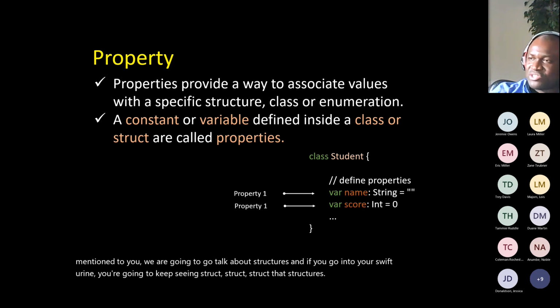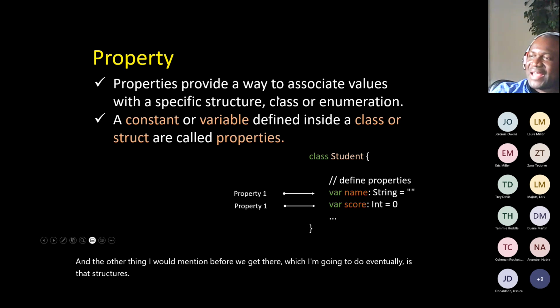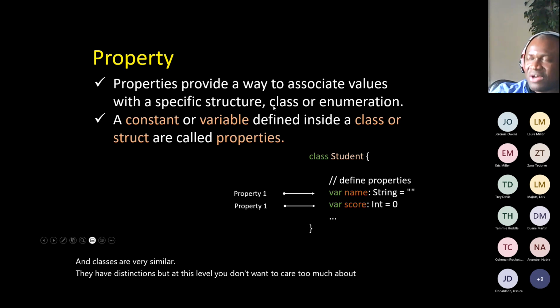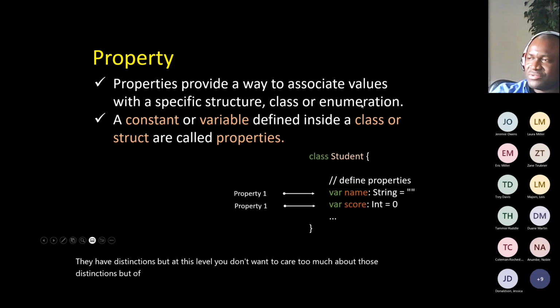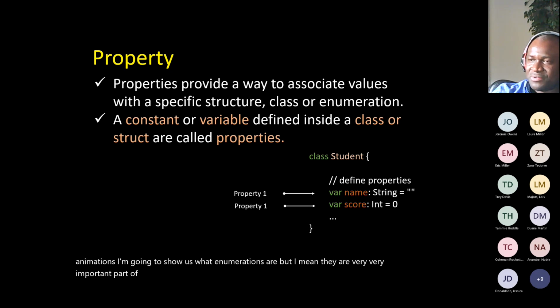The other thing I would mention before we get there, which I'm going to do eventually, is that structures and classes are very similar. They have distinctions, but at this level, you don't want to care too much about those distinctions. Of course, distinctions do exist. And then you have enumerations. I'm going to show us what enumerations are, but they are a very important part of your programming progress.